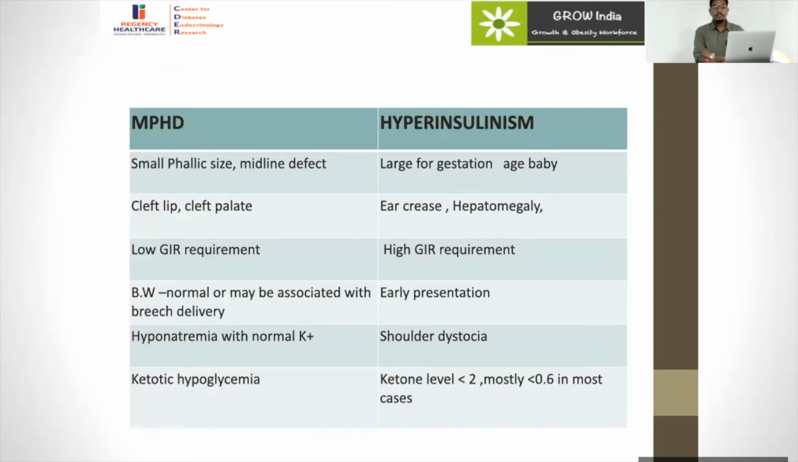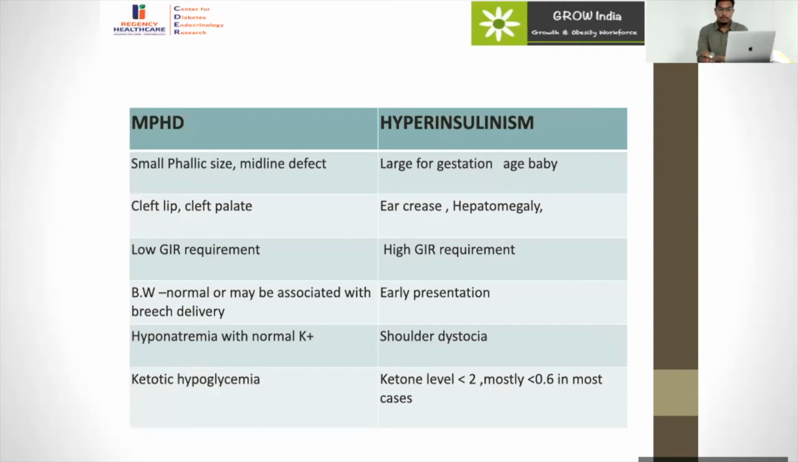What are the features favoring MPHD? In MPHD, there is a small phallic size or midline defect like cleft lip, cleft palate, low GIR requirement. Birth weight is normal, and maybe also in some cases associated with breech delivery. There is a hyponatremia with normal potassium, and ketotic hypoglycemia should be there.